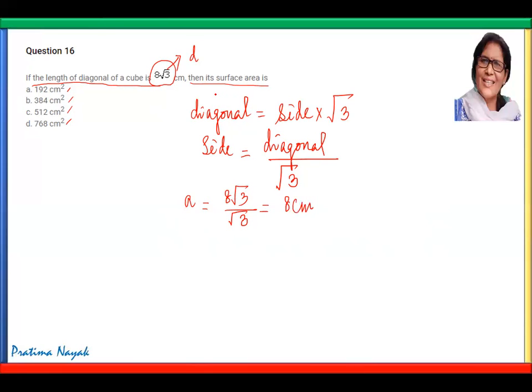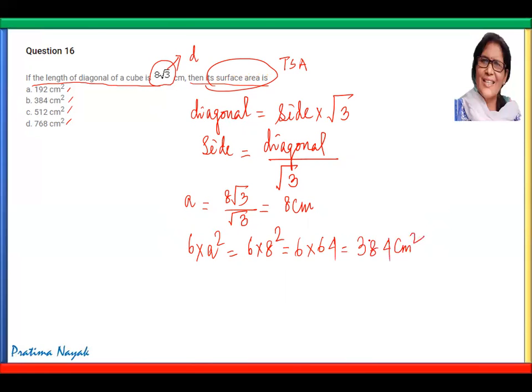Then after getting side, you can get the surface area. It will be 6 into a square. Let us clear one thing here. When it is not mentioned lateral surface area, you will take total surface area. So 6 into 8 square. 8 square is 64. Just now we have calculated this. It will be 384 centimeter square. So B is the answer.